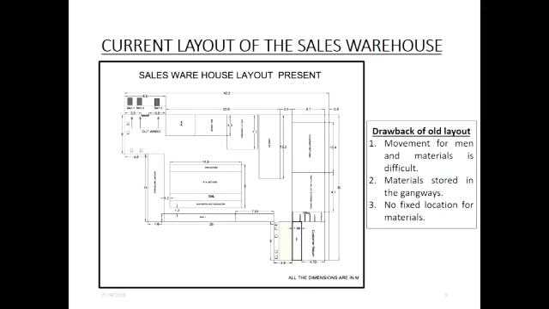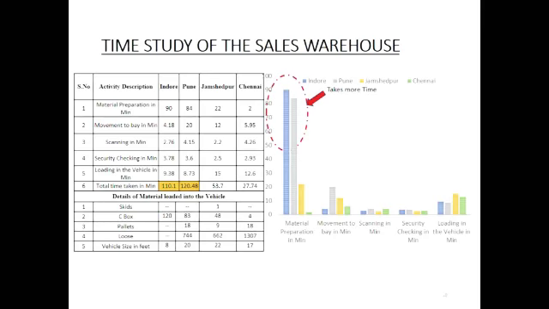The diagram represents the old layout of the warehouse. The drawback of the old layout is that movement of men and material was difficult, materials were stored in gangways, and no fixed location for materials. Time study was done in the warehouse for different customers. It was found that the vehicles, which have many carton boxes to be loaded into them, took the most time. It was mainly because of the accessibility problems of the stored materials.